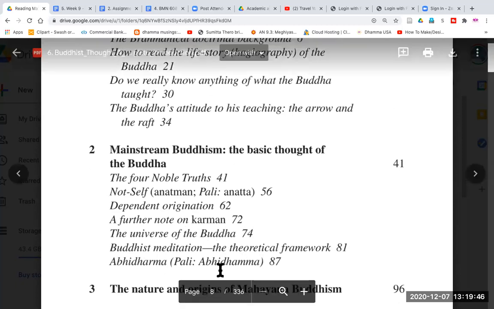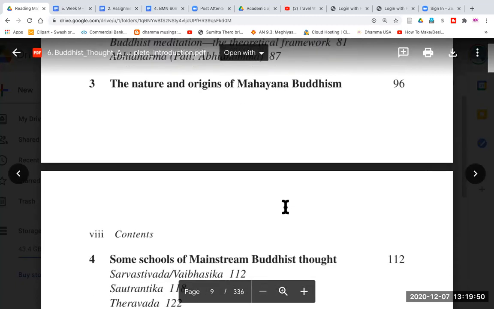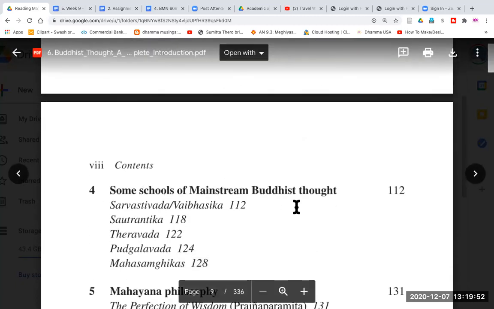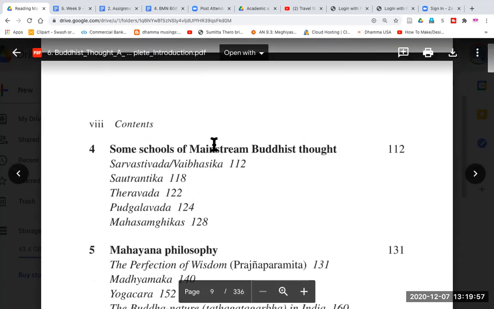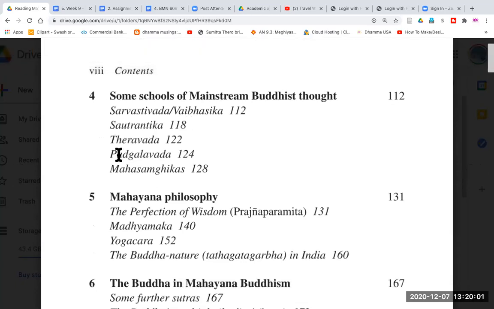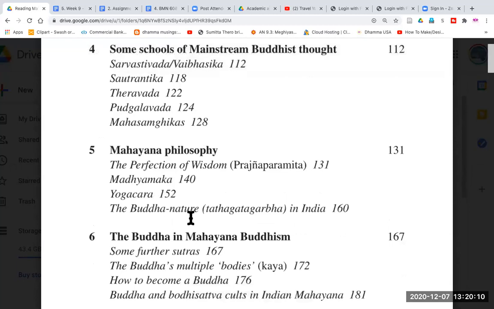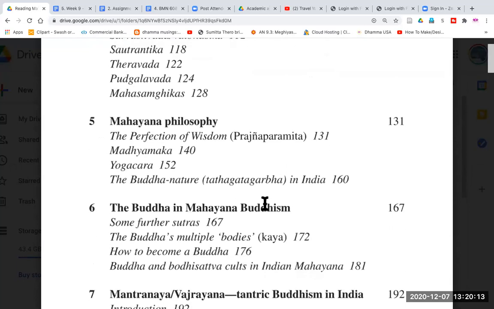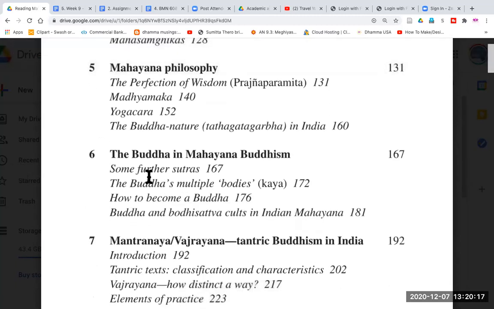and Buddhist meditation and Abhidhamma, and then the nature of and origin of Mahayana Buddhism, some schools of mainstream Buddhist thought. These are very important for our topic, actually. Sarvastivada, Sautrantika, Theravada, Puggalavada, and Mahasanghikas. Mahayana philosophy also is there here, Prajna Paramita, Madhyamaka, Yogacara, the Buddha nature, Tathagata Garbha, and then Buddha in Mahayana Buddhism, and who is a Buddha?